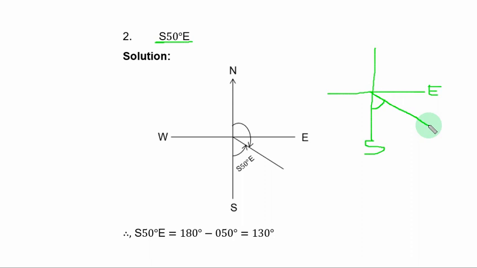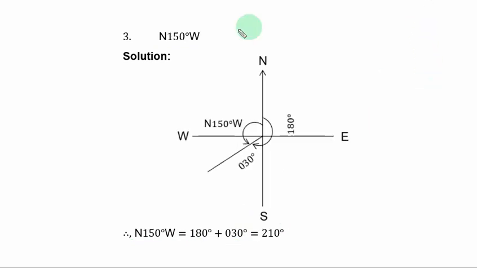To convert this to 3-digit, you go to the north and start moving to where the line is. So this is the equivalent 3-digit. The whole of this side is 180 degrees. Here is already 50 degrees. For you to get the remaining part, that is the 3-digit equivalent, you have to subtract this angle 50 degrees from 180 degrees. Therefore, south 50 degrees east is equal to 180 degrees minus 050 degrees, and that is 130 degrees, the equivalent in 3-digit.